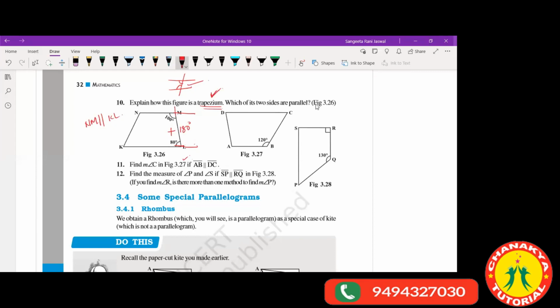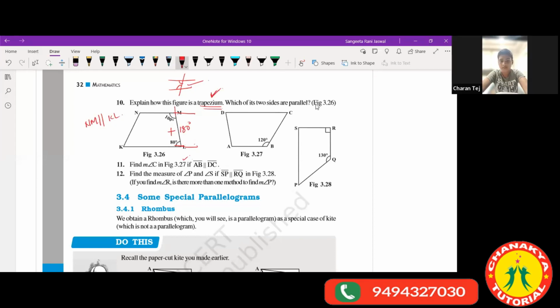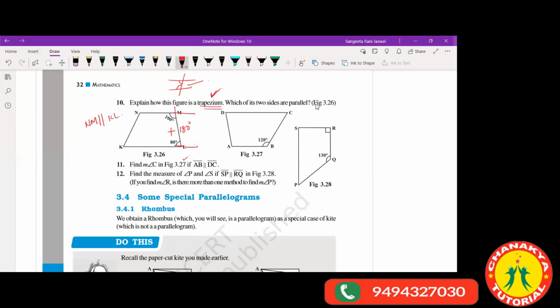Yes, Charan Tej, which other question? Ma'am, can you explain the other two also? See, in this question, question number 11, find the measure of angle C in the figure if AB is parallel to DC. It's already given here that AB is parallel to DC.